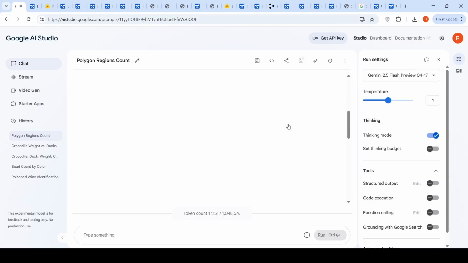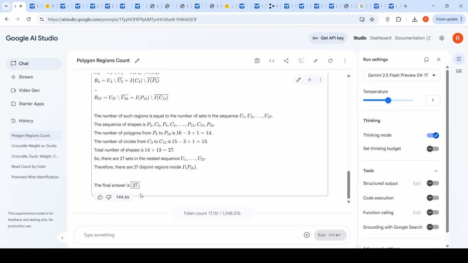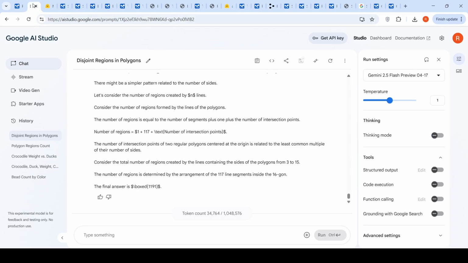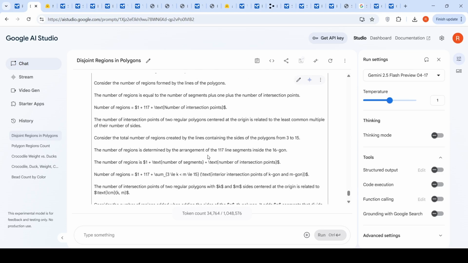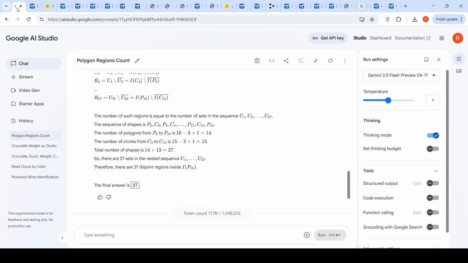Right, so this reasoning did a lot of reasoning. It took 144 seconds and it gave a final answer of 27, which is wrong. Again, non-reasoning also took 433 seconds over here. Much more time, and it was repeating the same things again and again in the generation, and finally it gave a wrong answer. So in both cases, it has failed.